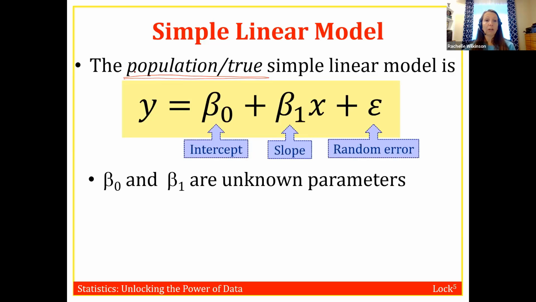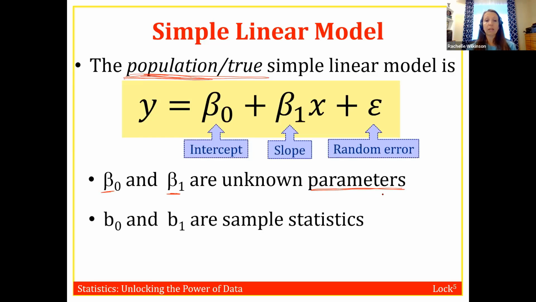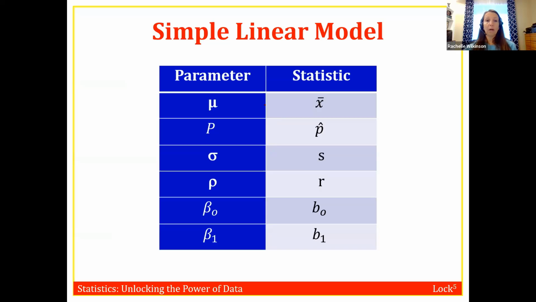So in this model for our population, because it would be based on everybody in the population, beta naught and beta 1 are parameters. They're the unknown parameters that we're actually trying to estimate when we come up with a regression model from our sample data. So B naught and B1 are sample statistics that we're going to use to estimate beta naught and beta 1. So it's basically the same idea that we've been looking at here all along.